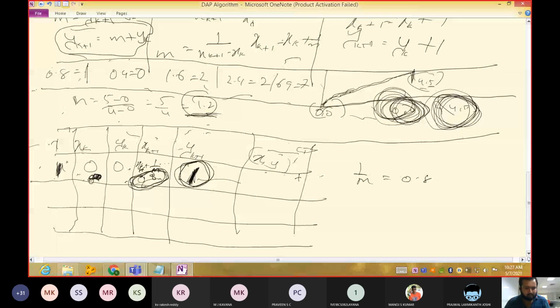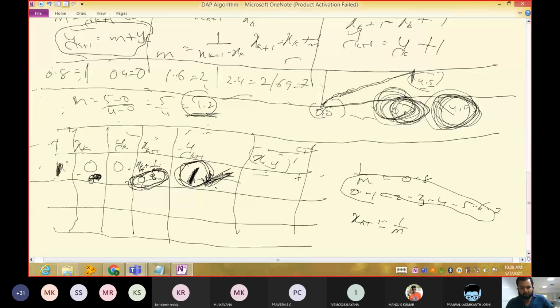See here, as the slope is greater than 1, y moves in unit intervals. That means 0 becomes 1, 1 becomes 2, 2 becomes 3, and so on, 3 to 4, 4 to 5, 5 to 6, 6 to 7. Like that, it moves in unit intervals. Here, what we need to find is the slope. This is x(k+1), which is equal to 1 divided by m plus xk. 1 by m is 0.8 plus xk is 0, so we will get 0.8, right?